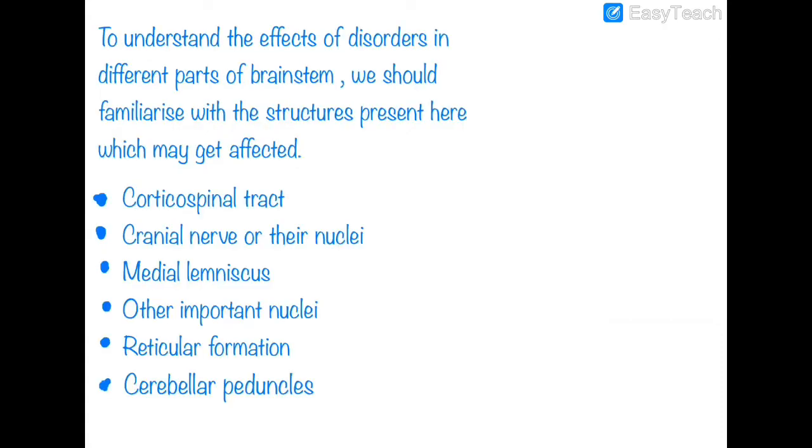To understand the effects of disorders in different parts of brainstem, we should familiarize with the structures present here which may get affected. Corticospinal tract, the cranial nerve or the nuclei, the medial lemniscus, other important nuclei such as the red nucleus or pretectal nucleus, reticular formation, the cerebellar peduncles. Apart from this, there may be the superior and inferior colliculi.